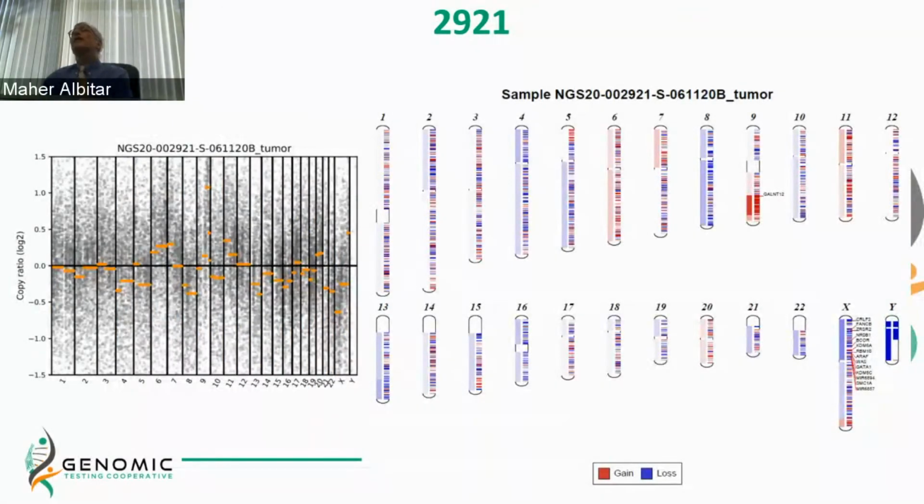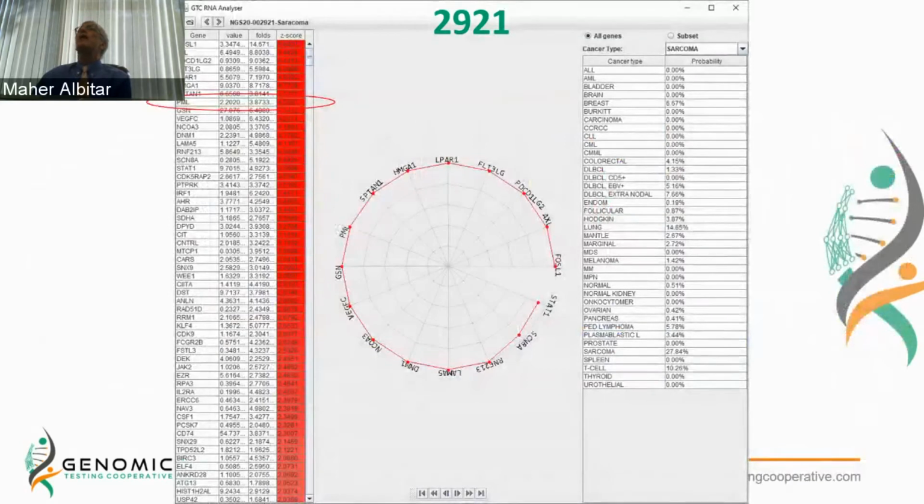Okay, so this is another case, and clearly there are numerous chromosomal abnormalities and perhaps some amplification on chromosome 9. Next slide. When we look at the expression profiling, again, our software for the RNA called it correctly as sarcomas.